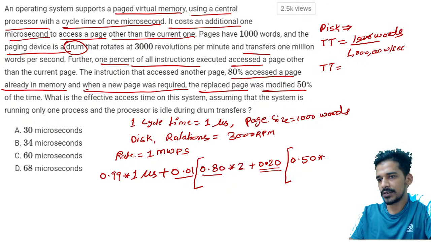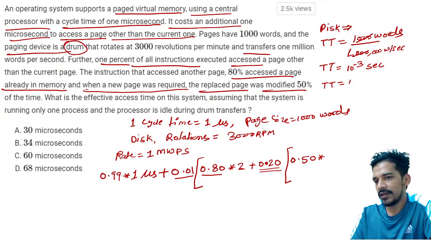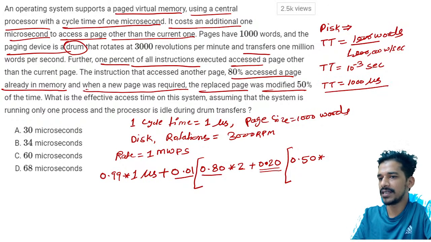it will be around 10 to the power minus 3 seconds. If I want to convert this into microseconds, I will multiply by 10 to the power 6, and it will become 1000 microseconds. So transfer time will be 1000 microseconds.